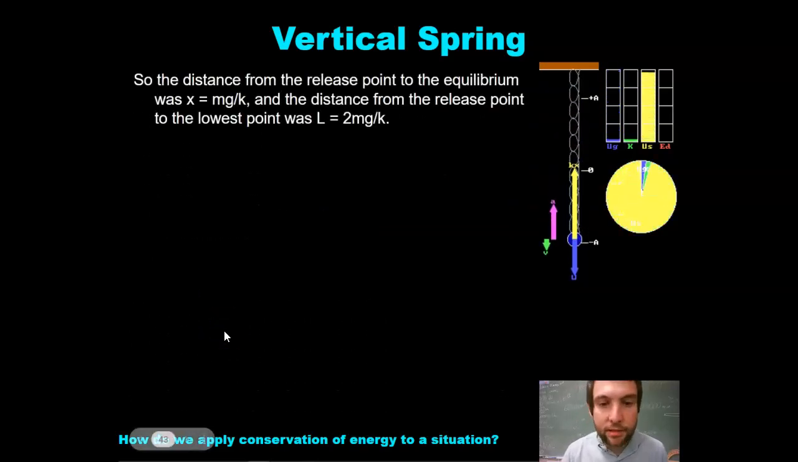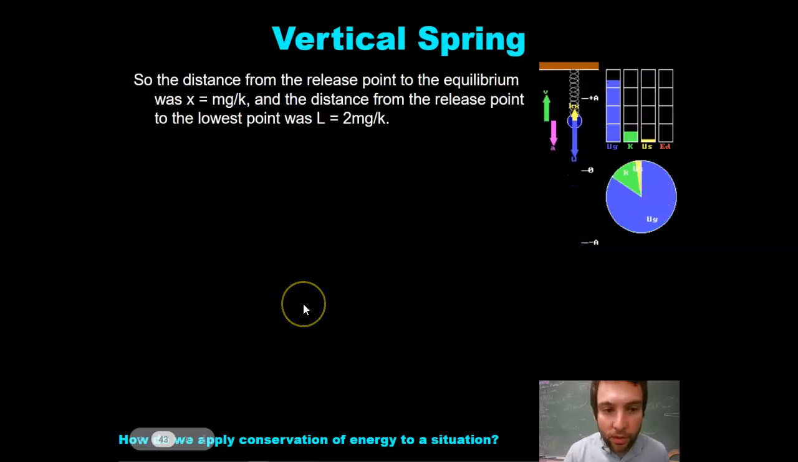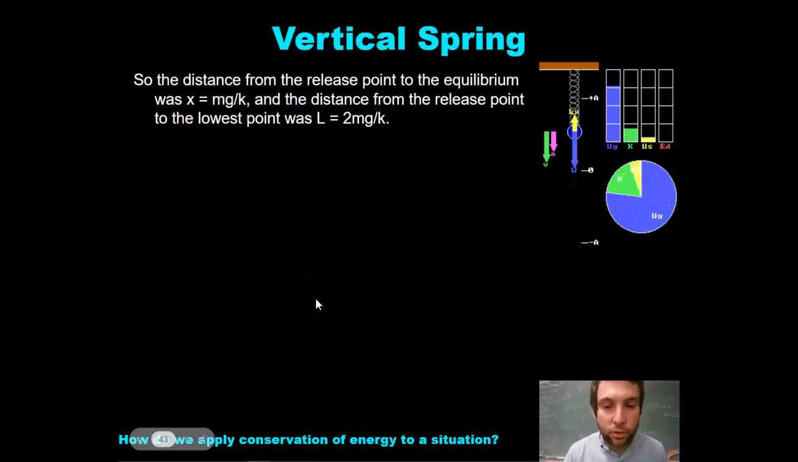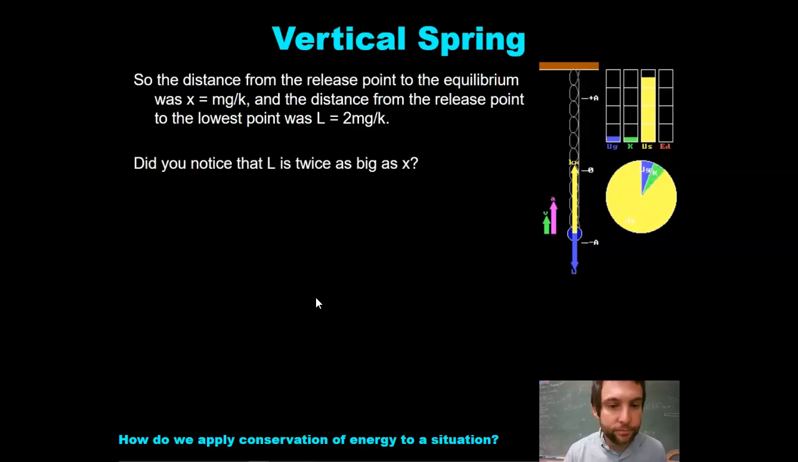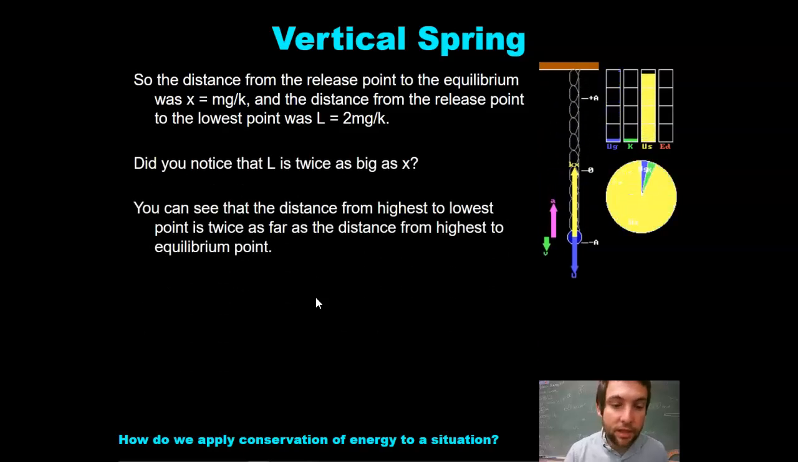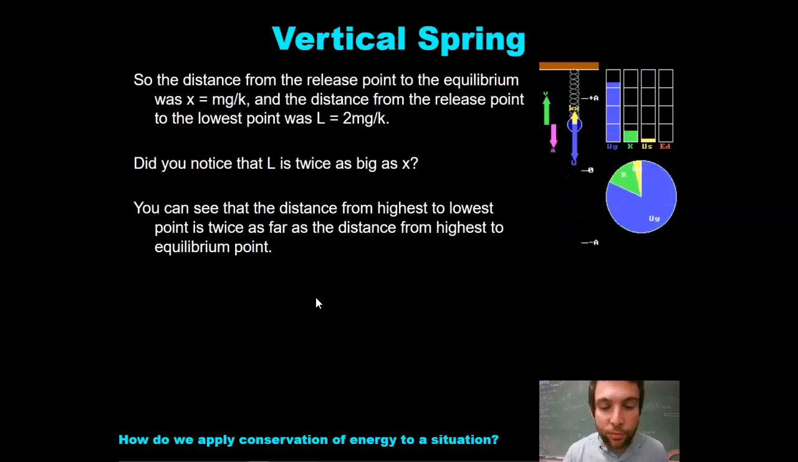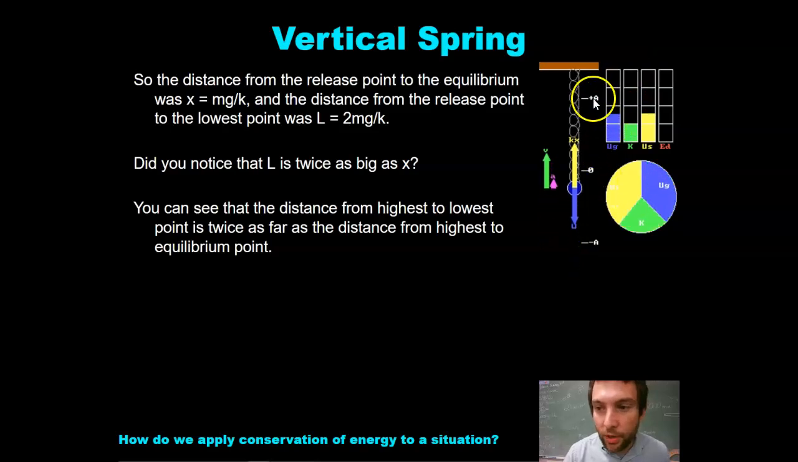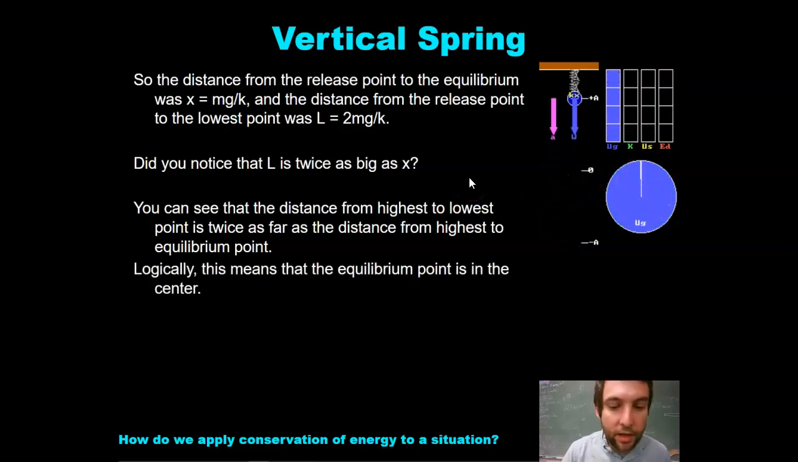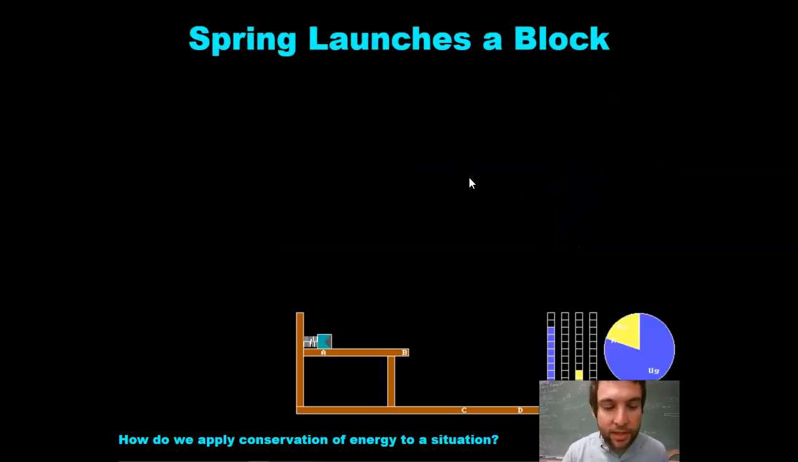So the distance from the release point to the equilibrium was x equals mg over k, and the distance from the release point to the lowest point was L equals 2 times mg over k. Did you notice how L is twice as big as x? You can see the distance from the highest point to the lowest point is twice as far as the distance from the highest point to equilibrium. So highest to lowest is twice the distance. From highest to equilibrium is just the distance. Logically, that means the equilibrium point is at the center.